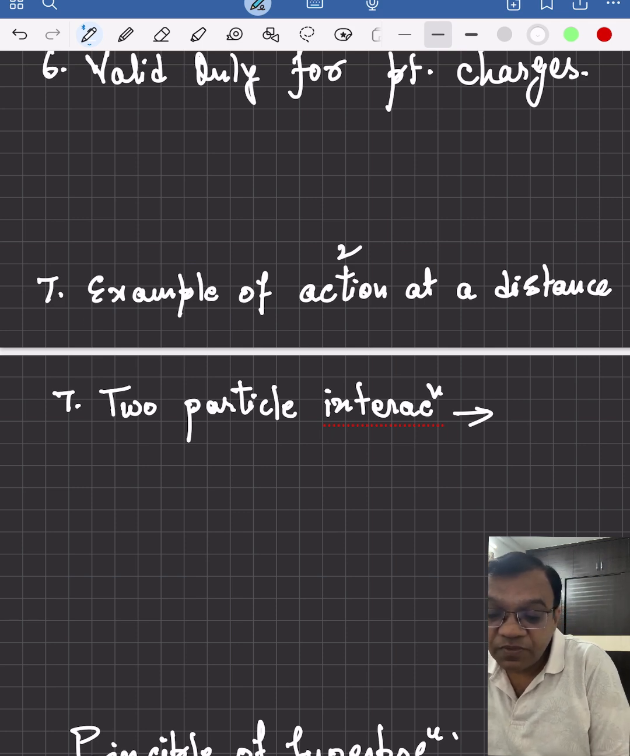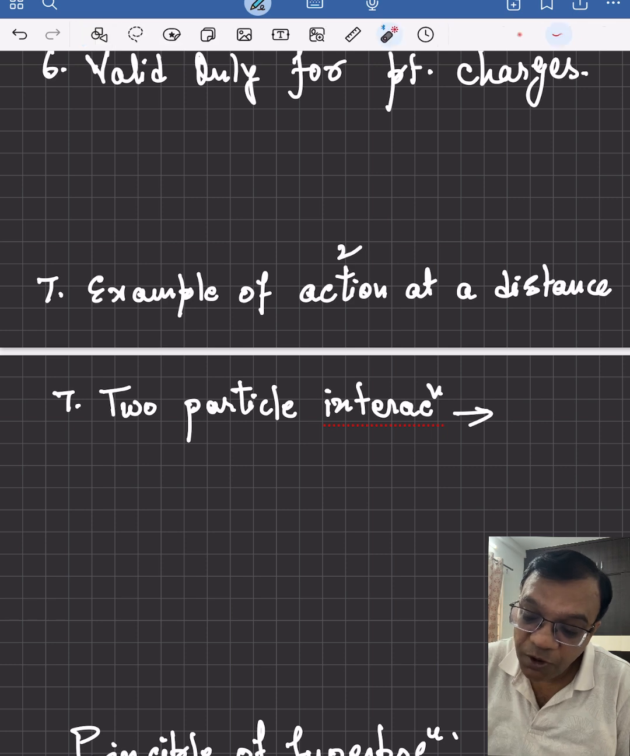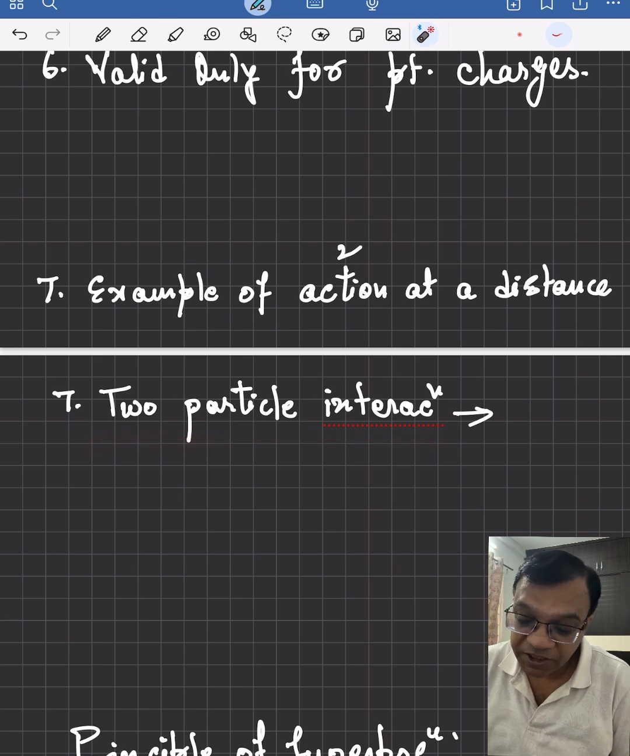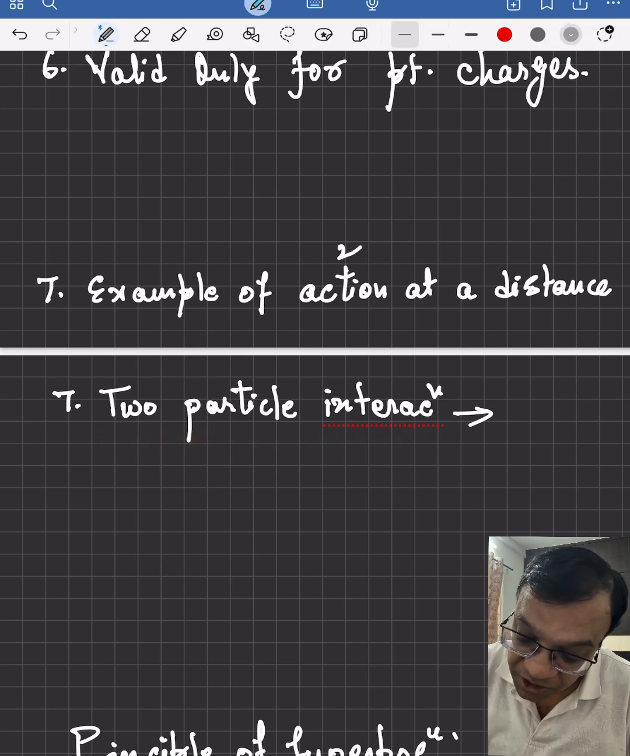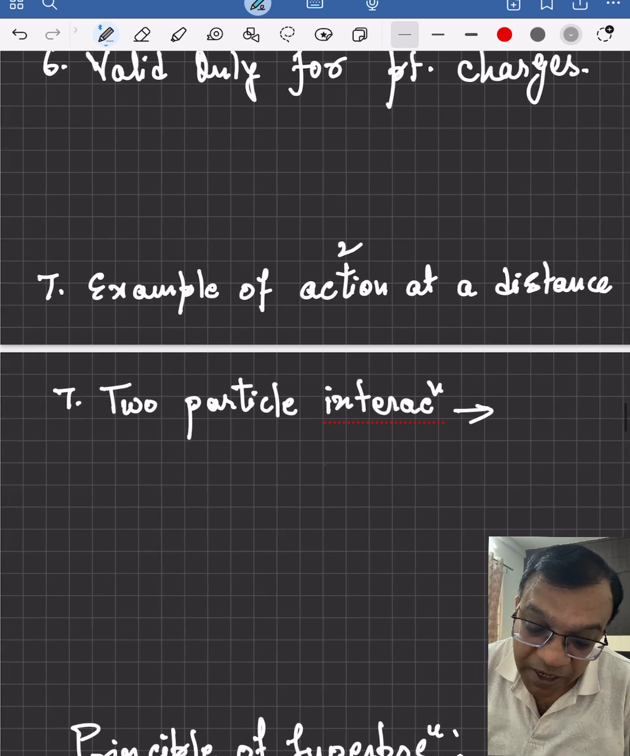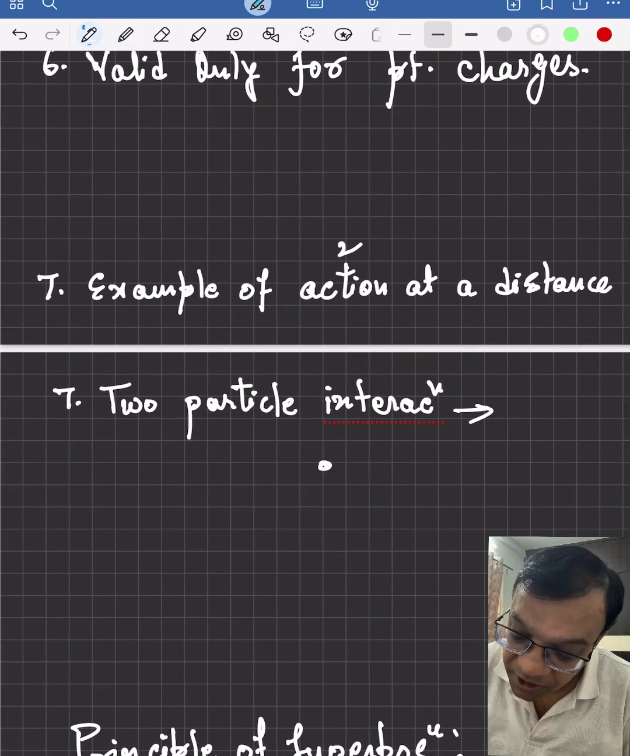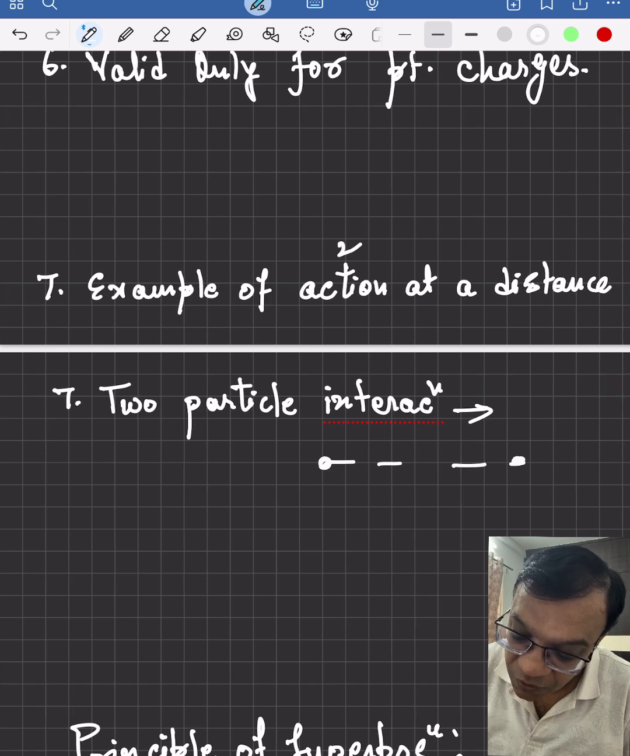And the most important point, it is a two particle interaction. What is the meaning of this two particle interaction? Let us say if two charges are there, Q1 and Q2, and they are exerting a force on each other. Say they are exerting a force F on each other.